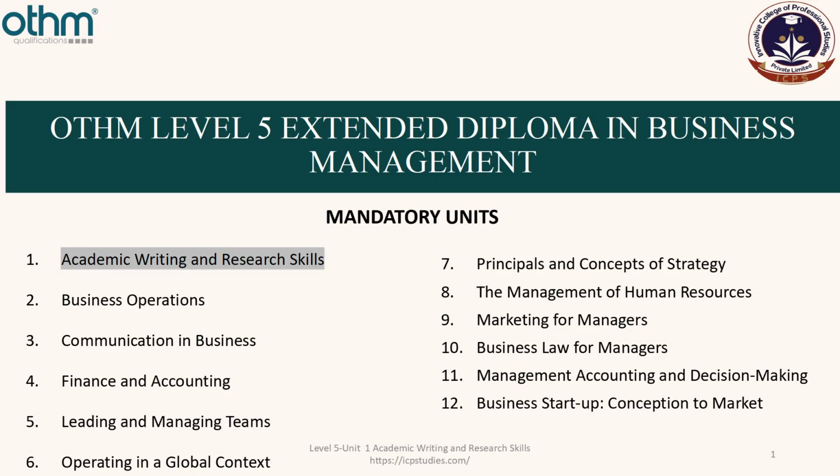So this diploma has a total of 12 mandatory units. The first one is academic writing and research skills. The second is business operations. The third is communication in business. The fourth is finance and accounting. The fifth is leading and managing teams.